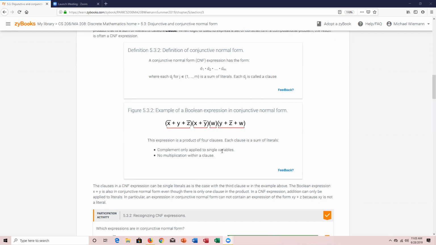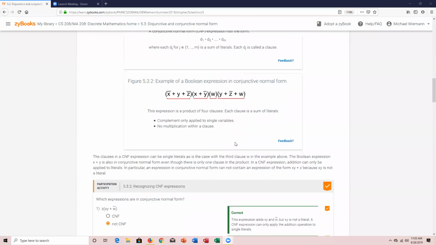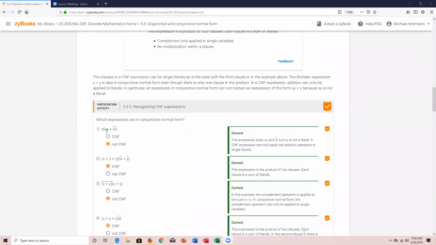So complement only applies to a single variable. We will actually see one where it's product together, but it only has a single variable applied to it. But you'll notice the format, grouped together by an OR on the inside, parentheses to AND them together. So the first one, it is not CNF in this case because the XY is the culprit there, because they are not added together on the inside of the parentheses. That product, the X and Y, is what's causing that to fail to be conjunctive normal form.